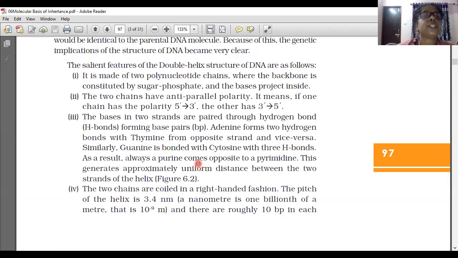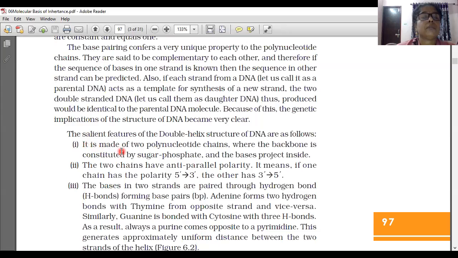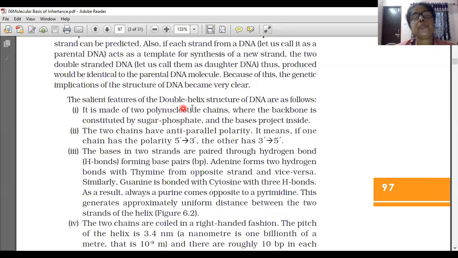Five salient features are there. It is made of two polynucleotide chains where the backbone is made up of sugar-phosphate and the bases project inside. That is the first point. Next, the two chains have anti-parallel polarity. Anti-parallel polarity means if one chain has the polarity 5' to 3', the other has 3' to 5'. Already I told you that one is coming downward and the other is going upward.